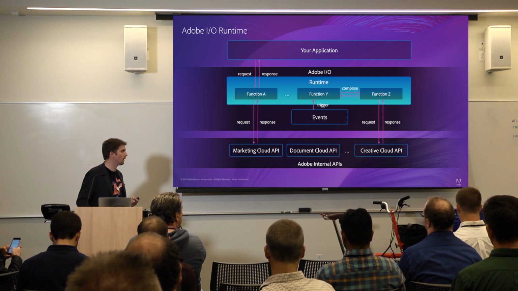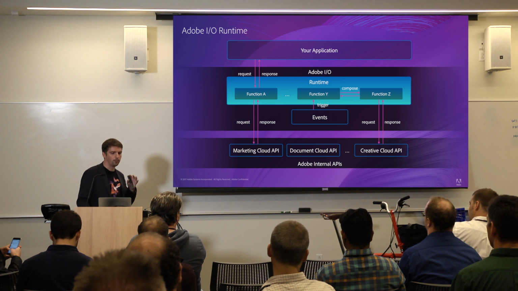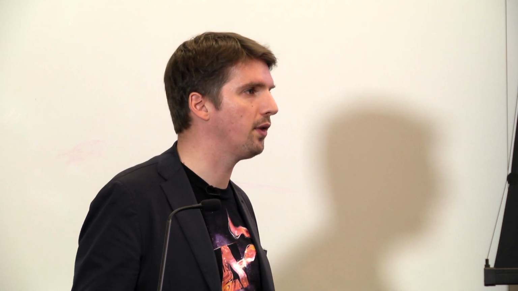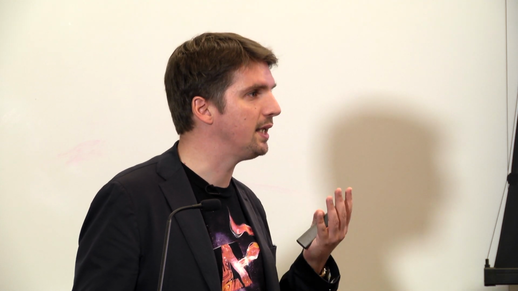So how does it work? There are essentially three key ways how you can use this. Number one is, again, your application is making a request to a function. This function is calling another API, let's say the Marketing Cloud API, and transforming the response somehow, and then sending you back a response.